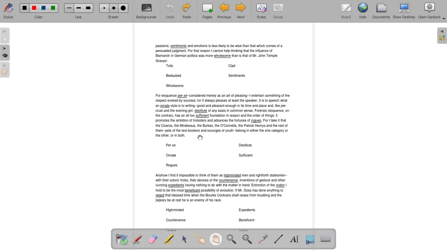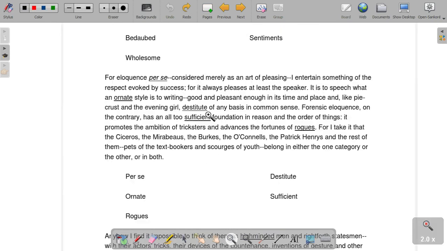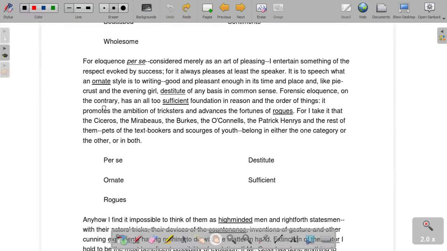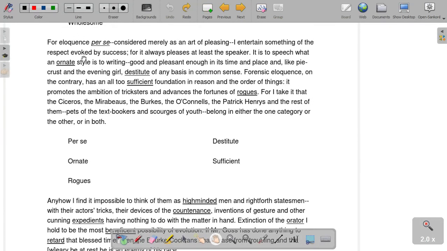And then if you look at this paragraph, we'll skip the next one, but let's look at this one here. He says, for eloquence per se, now eloquence, if you remember, means speaking well. He says, eloquence per se, considered merely as an art of pleasing, I entertain something of the respect evoked by success, for it always pleases at least the speaker. It is to speech what an ornate style is to writing. Good and pleasant enough in its time and place, and, like pie crust and the evening girl, destitute of any basis in common sense. So, let's talk about what he's saying here.